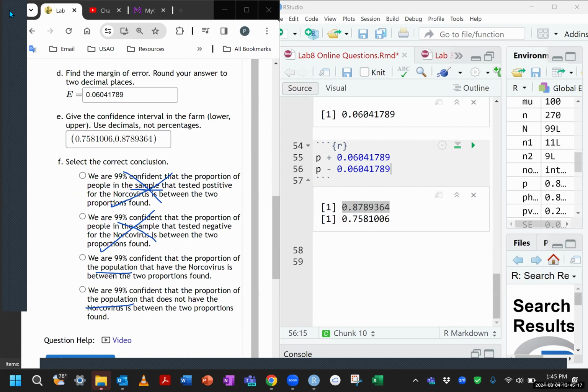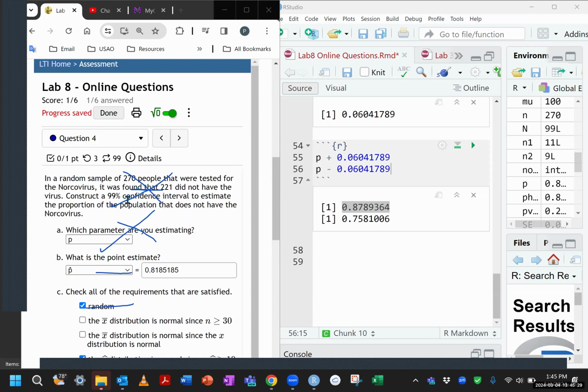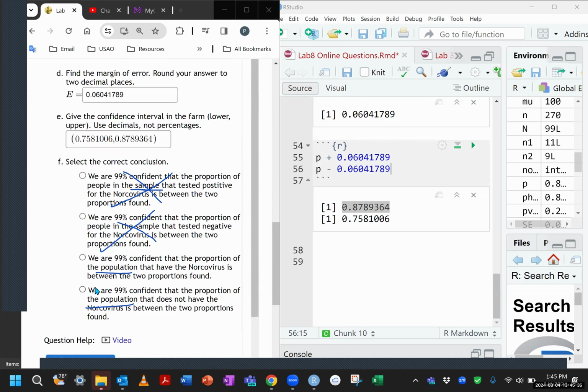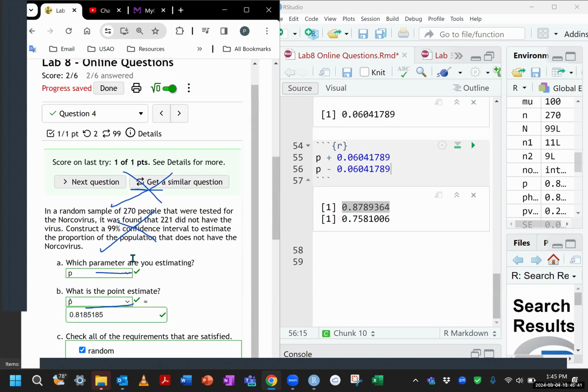So what are we looking at? 99% confident the proportion of people have the norovirus or do not have the norovirus. So looks like we're counting the number of people who did not have it. So we got to be consistent in how we interpret that. We're going to look at those who did not have it. And I'll check my work. Everything looks good.